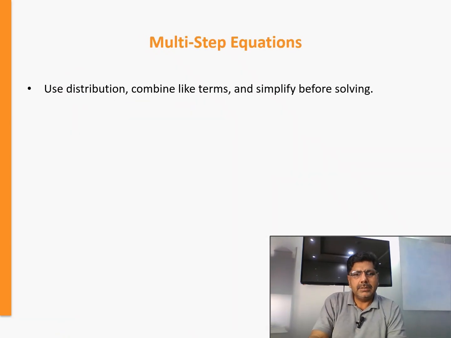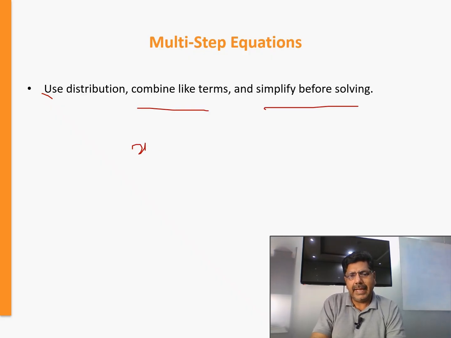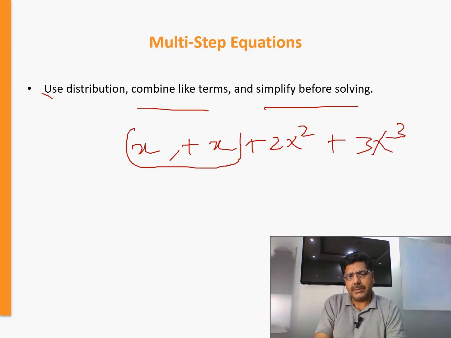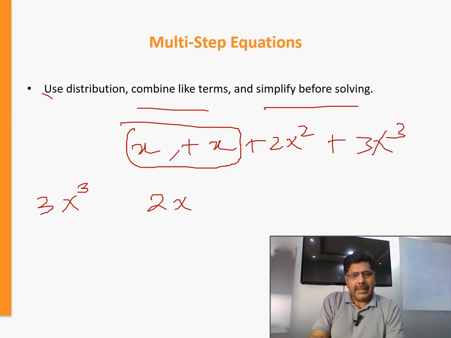So we have the use of distribution: combine like terms, simplify, and solve. For example, if it is x plus 2x squared plus 3x cubed, these are like terms. If we are adding them, it will be 2x, and after that we reorganize them, ordering them, so it will be the equation.